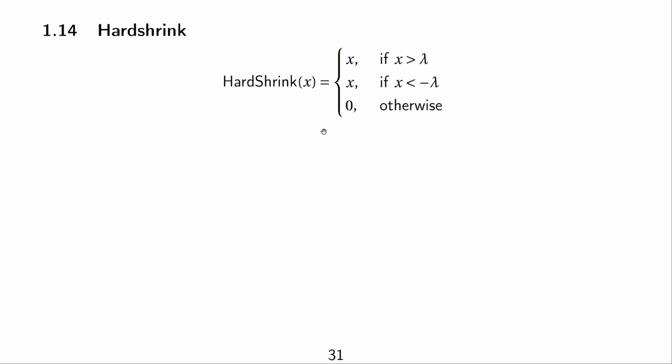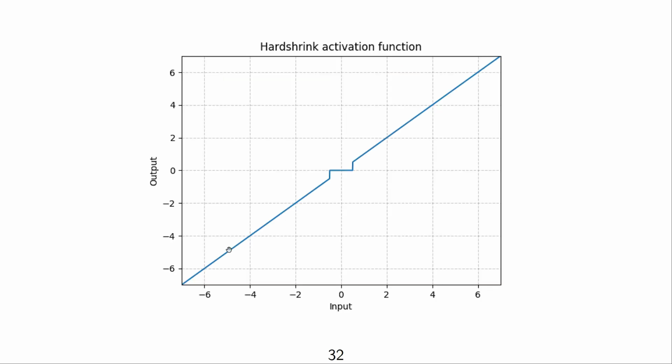Hardshrink. We'll do some of these a bit quicker. So it's x if x is greater than lambda, x if x is smaller than minus lambda, and 0 otherwise. So it's a linear function, just around 0 it's clamped to 0. All right, that's how the function looks. Looks a bit weird.